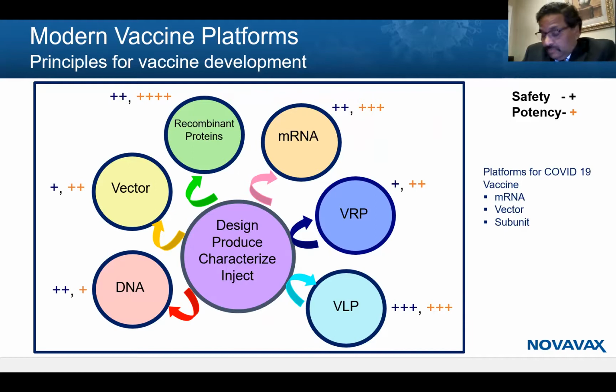We all are fully aware of the accomplishment of the mRNA platform that has developed the COVID-19 vaccine in probably record time. Also, the vector has been used for developing the COVID-19 vaccine, both by Johnson & Johnson and AstraZeneca. And then the recombinant vaccine is not too far behind.